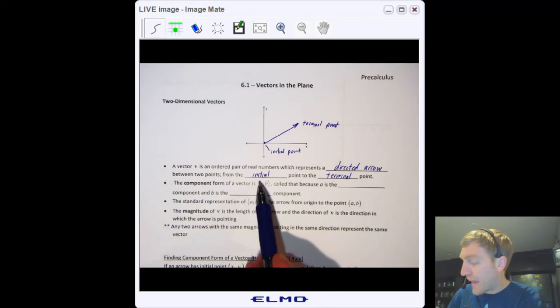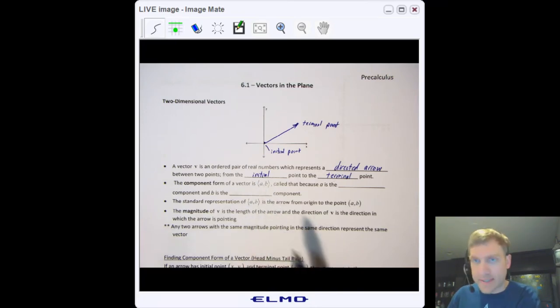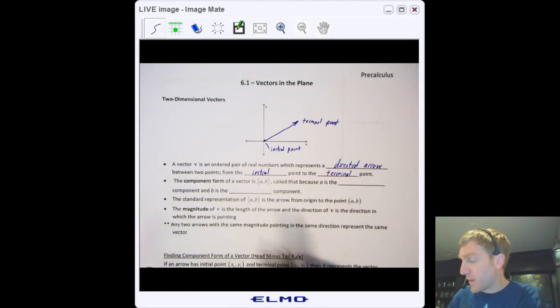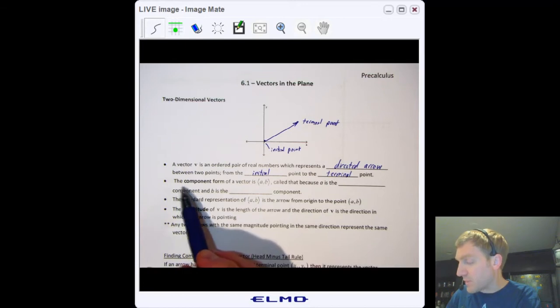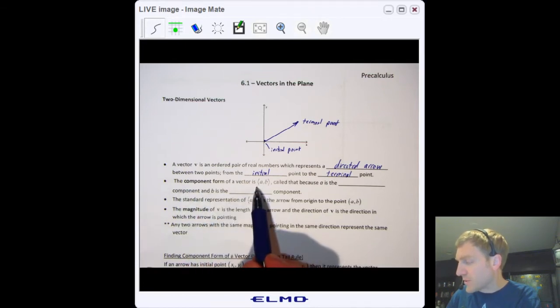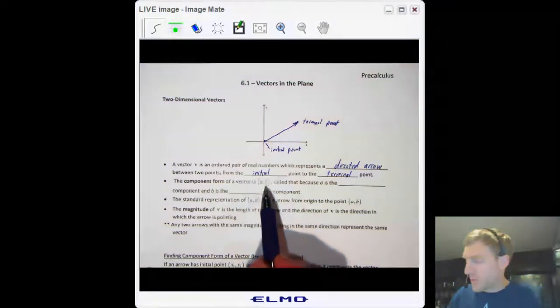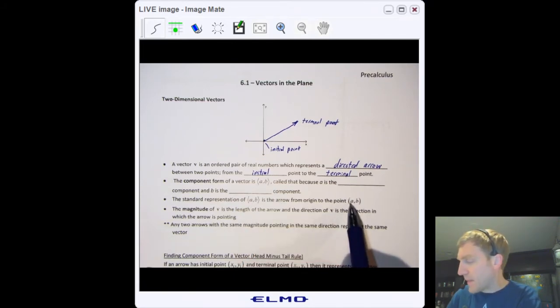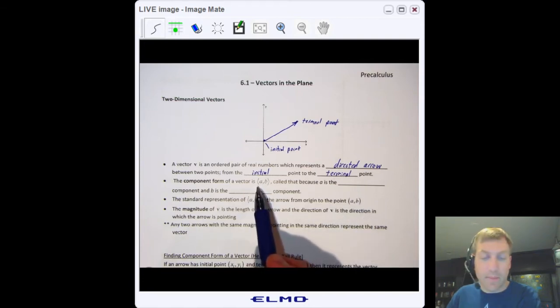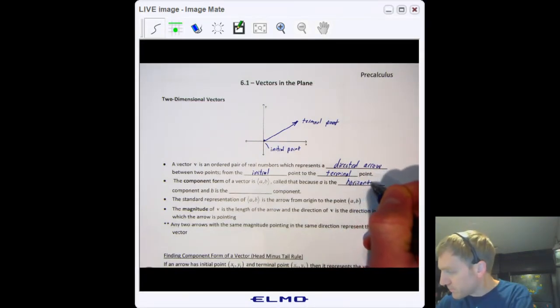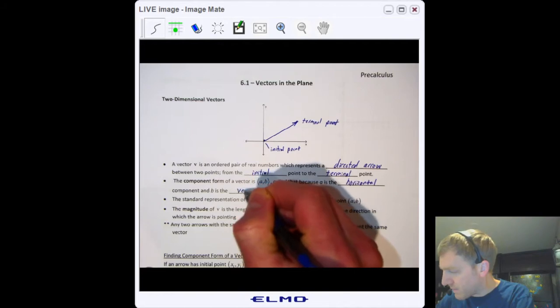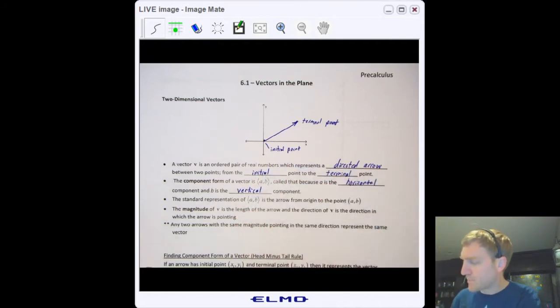Vectors are represented by angle brackets. They don't have to be, but that's how your textbook does it, to distinguish them from points, right? Points have parentheses like this. Vectors have angle brackets. So the component form of a vector ⟨a, b⟩ is called that because you break it up into two components. The horizontal component and the vertical component. Just like in a point (a, b), a is the horizontal direction you move, b is the vertical direction. Same for the vector. So a is the horizontal component of the vector, and b is the vertical component.